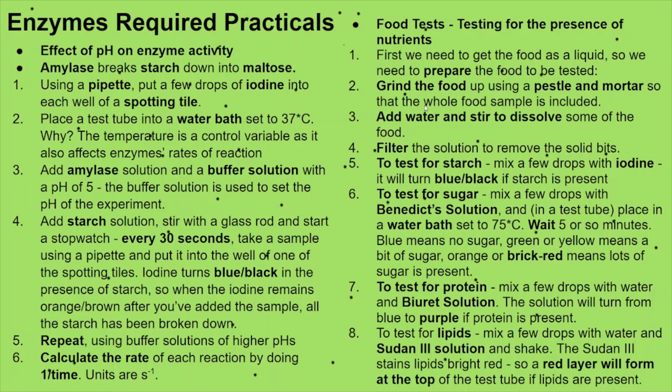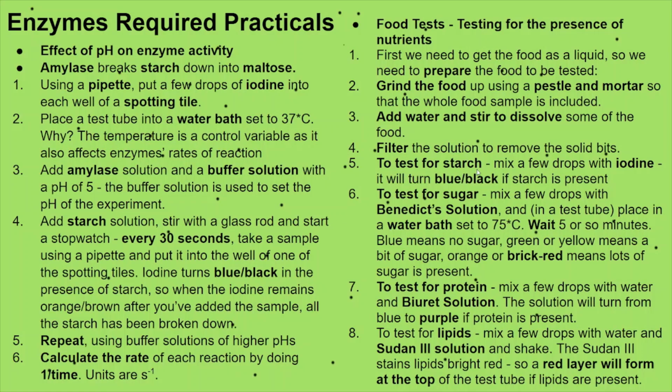So if a nutrient is only in the very middle of the food, then we'll still get parts of it in the sample. We're going to add water to the ground up food, stir it, and this will hopefully dissolve some of the food if it isn't rock hard. And then we're going to filter it. We're going to remove the remaining solid bits of food so that hopefully we should have a solution of water and food. And now we're going to cover 4 different tests.